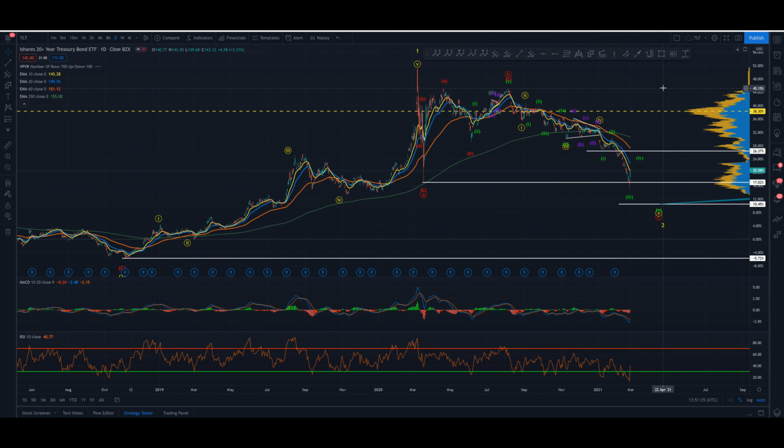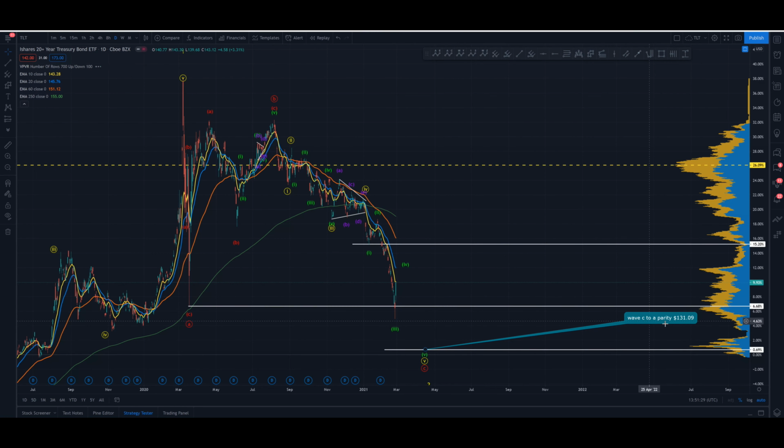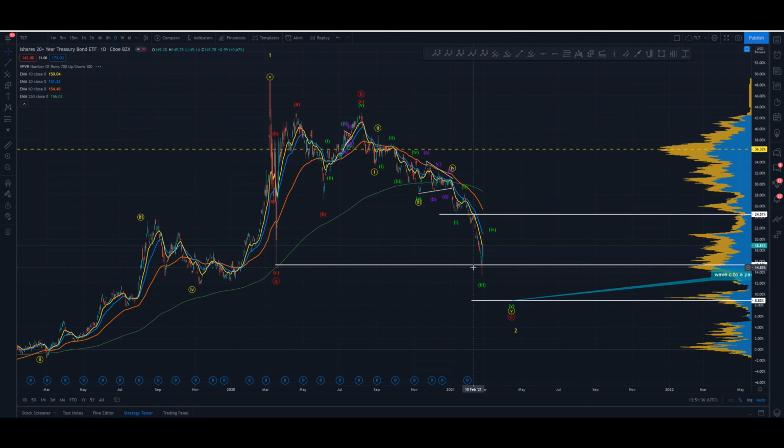Now, if you remember, we're just going to go full screen for the moment. In the previous video, I spoke about wave C to A parity at 131.09. Well, we haven't made it there yet. We did find that 250 for support, but we haven't made it there yet.